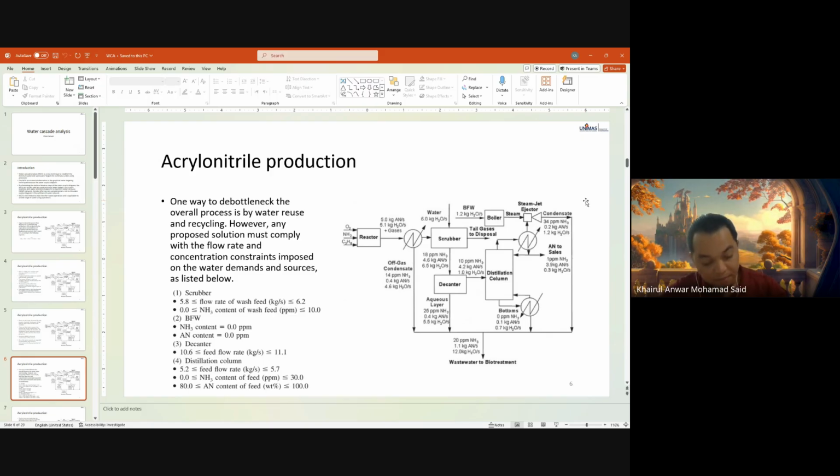So that's the case study for one of the retailers. To have a good targeting tool to determine the true minimum target as a guideline, a good tool should satisfy three basic requirements as follows.